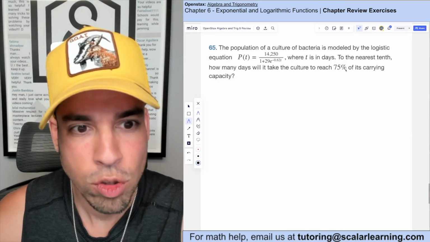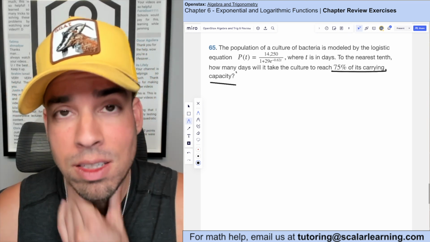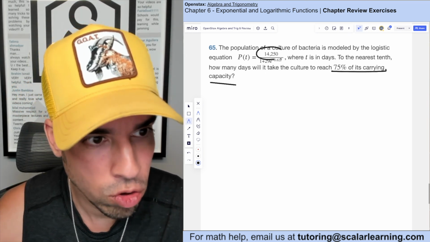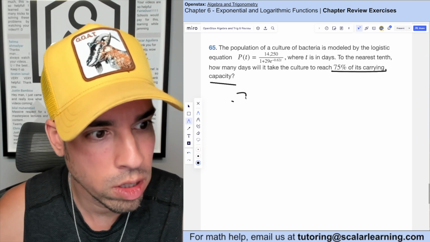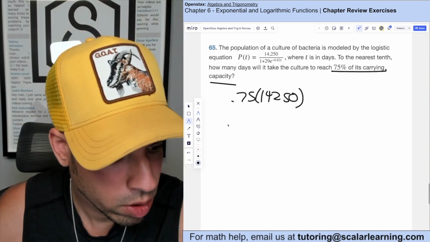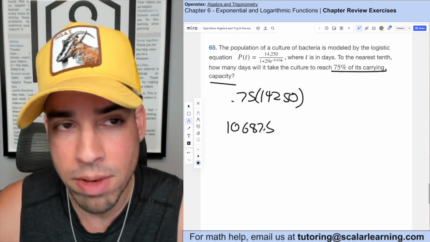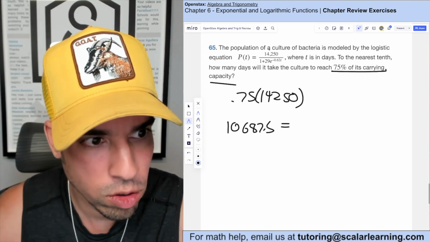Done. To solve this question, we need to figure out, first of all, what is 75% of the carrying capacity? And since this is a logistic function, the numerator is the carrying capacity. So what is 0.75 times 14,250? And when you plug it in to a calculator, you get 10,687.5. So we're trying to figure out for what value of little t will this equal this.